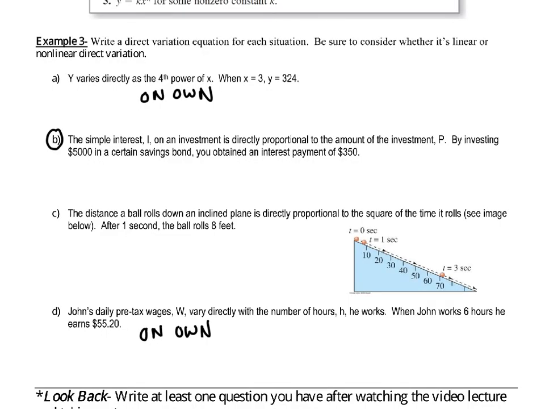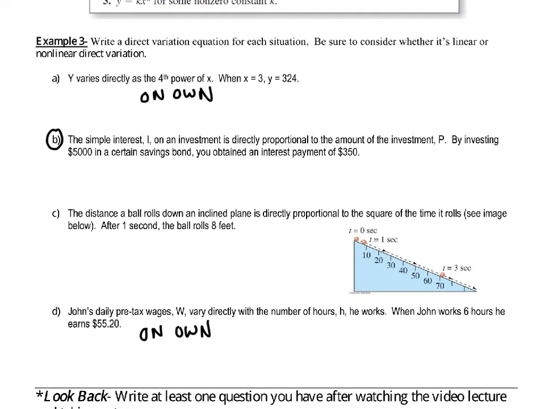In example 3, we are asked to write direct variation equations for each situation. However, we are not told directly whether it's linear or nonlinear, so we have to read carefully to determine that. So I would like you to try 3a and d on your own, and I'll start by showing you example 3b. It says that the simple interest I on an investment is directly proportional to the amount of the investment P. By investing $5,000 in a savings bond, you obtained an interest payment of $350.